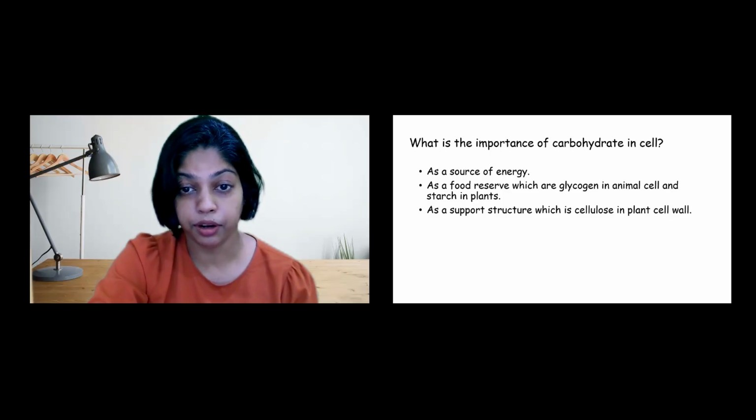Carbohydrates are important for cells because they are the main source of energy for all activities. They also act as a food reserve, meaning stored food that can be used to release energy when needed later. In addition, cellulose in the cell wall provides structural support to help maintain the shape of plant cells.